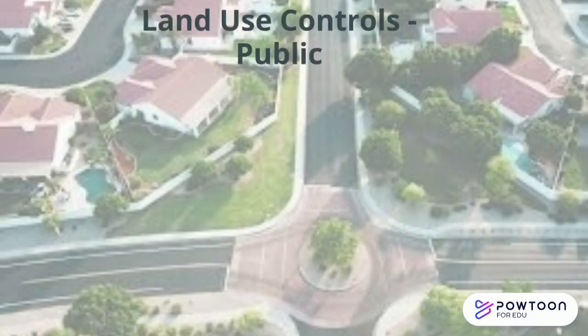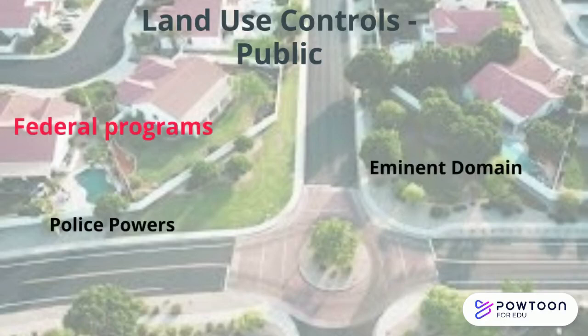Let's shift to public land use controls. One obvious public land use control are federal programs, specifically the environmental laws we've discussed in this course. Think about how the Clean Water Act wetland permits restrict land development by prohibiting the filling of eligible wetlands, which was the problem in New Orleans during Hurricane Katrina.